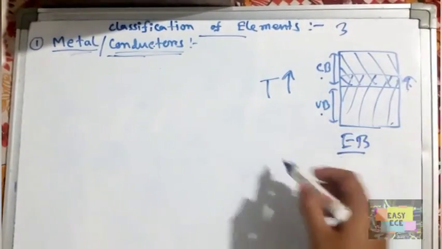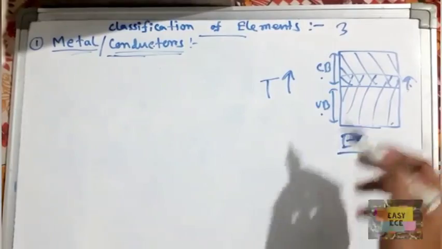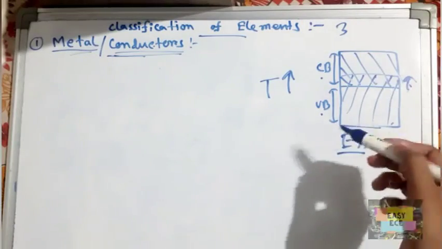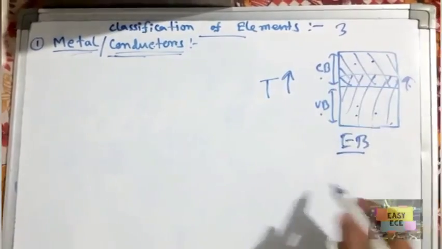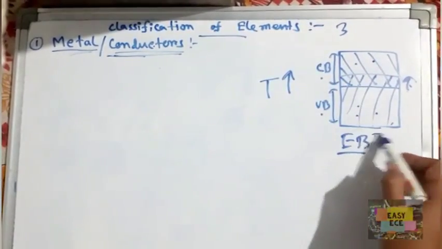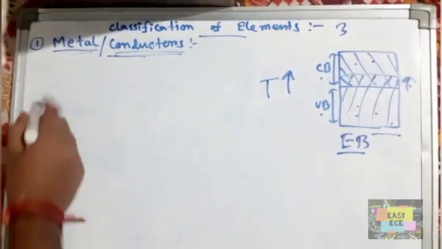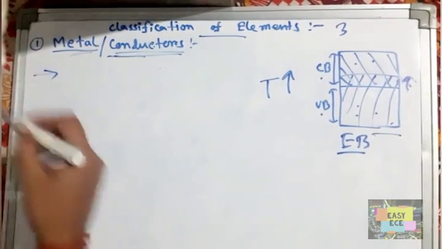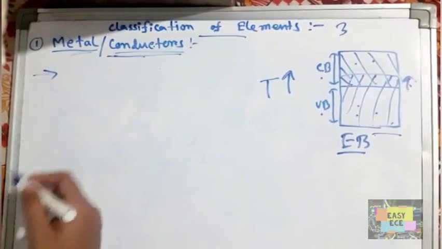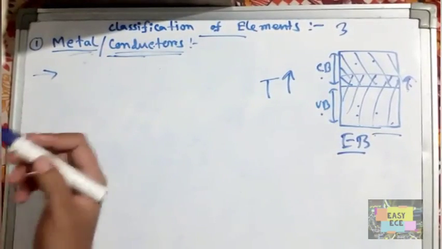As you see in the diagram, the electrons and holes are transmitted from valence band to conduction band, and conduction band to valence band. So they are good in conductivity. So the first point of metal is what? Very good conductors of current. That is, conductivity is very large.